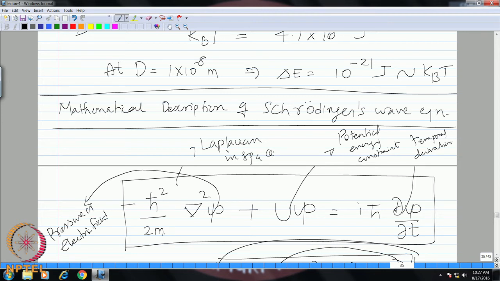So, you have a spatial derivative on the left hand side, you have a temporal derivative on the right hand side, and we can start with a simpler case, maybe where we can ignore the potential energy constraint. But if you retain the potential energy constraint, then the solution becomes a little bit complex, especially because you should know what is the value of this potential energy constraint, and usually it could be constant in certain cases, but more often it turns out to be a function of some other variable like x. Okay.